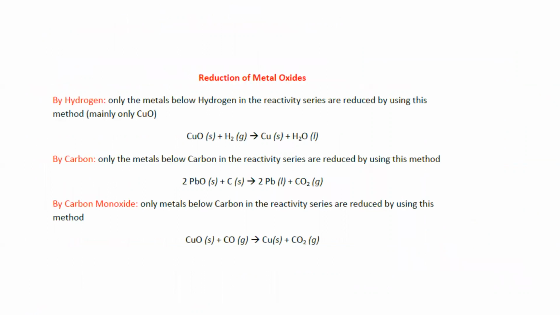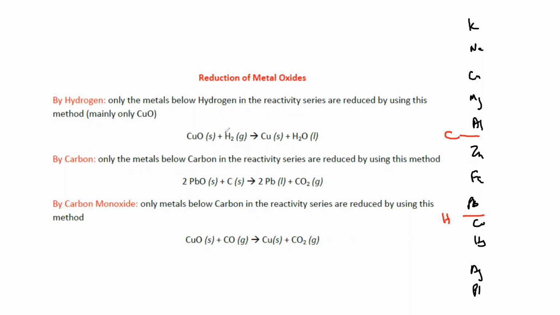Then another way to extract or separate the metal. As we see in the reactivity series, we have potassium, sodium, calcium, magnesium, aluminium, zinc, iron, lead, copper, mercury, silver, gold, and platinum. When we check the position of carbon, it is between aluminium and zinc. This is the position of carbon. And hydrogen is between lead and copper. So it means carbon is more reactive.